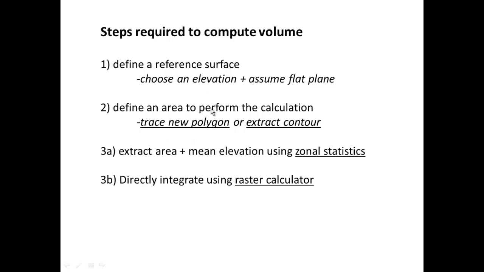Then we're going to define an area over which to perform the calculation. We're going to do that either by tracing a new polygon, or in this case, I'll show you an example of how to extract a contour to do that. Then the third step will be to actually estimate the volume. And we'll do that in two ways. In the first example, I'll show you how to do it by just extracting the area and mean elevation using zonal statistics. In the second example, I'll show you how to directly integrate the volume using raster calculator.